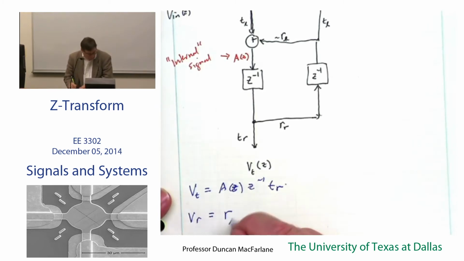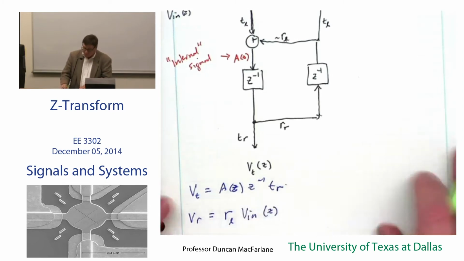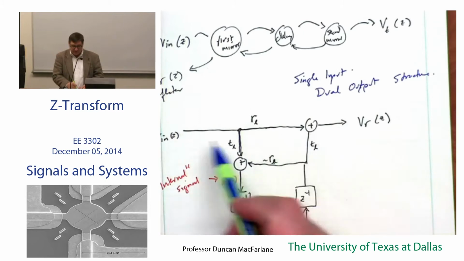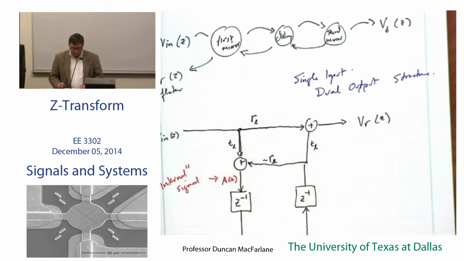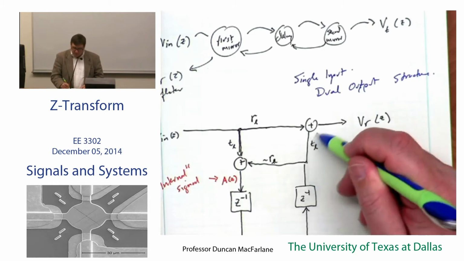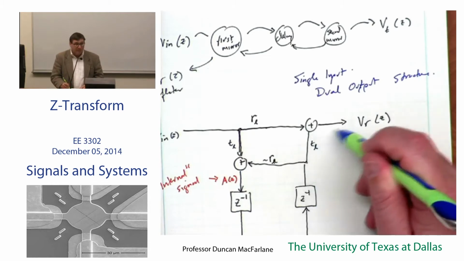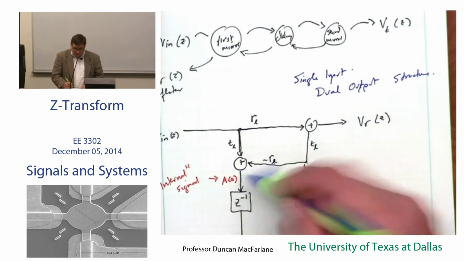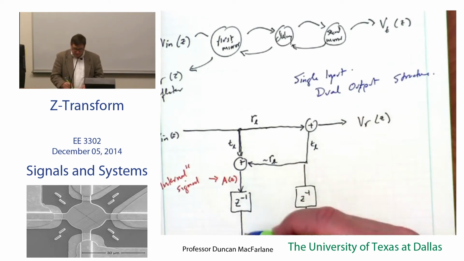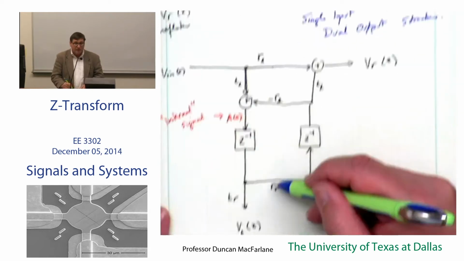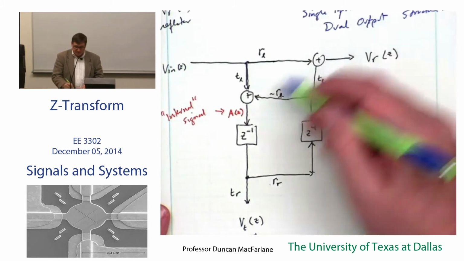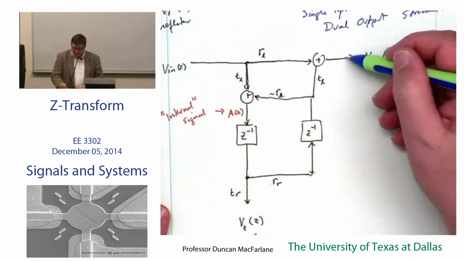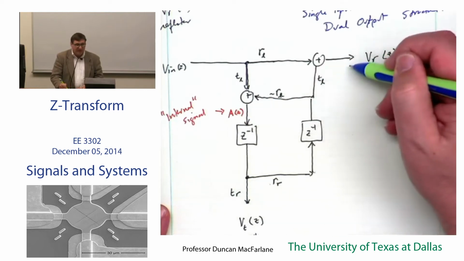is equal to RL Vn of z. That's this path right here, Vn going into there, going out to Vr. And it's also equal to what comes up this branch here. That branch here is A times z to the minus 1 times R, delayed again, times TL. So this output here is this line plus this line.